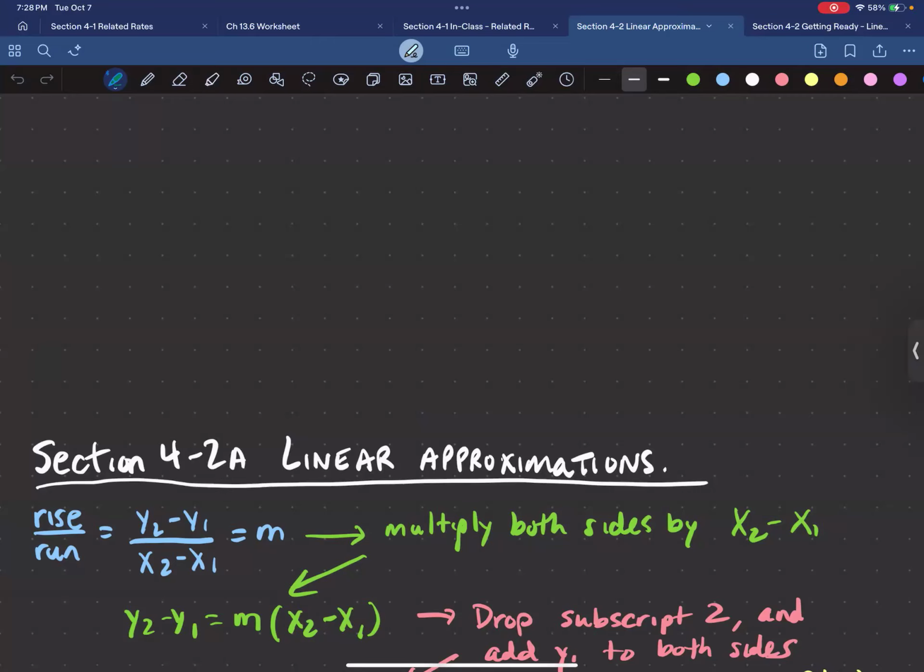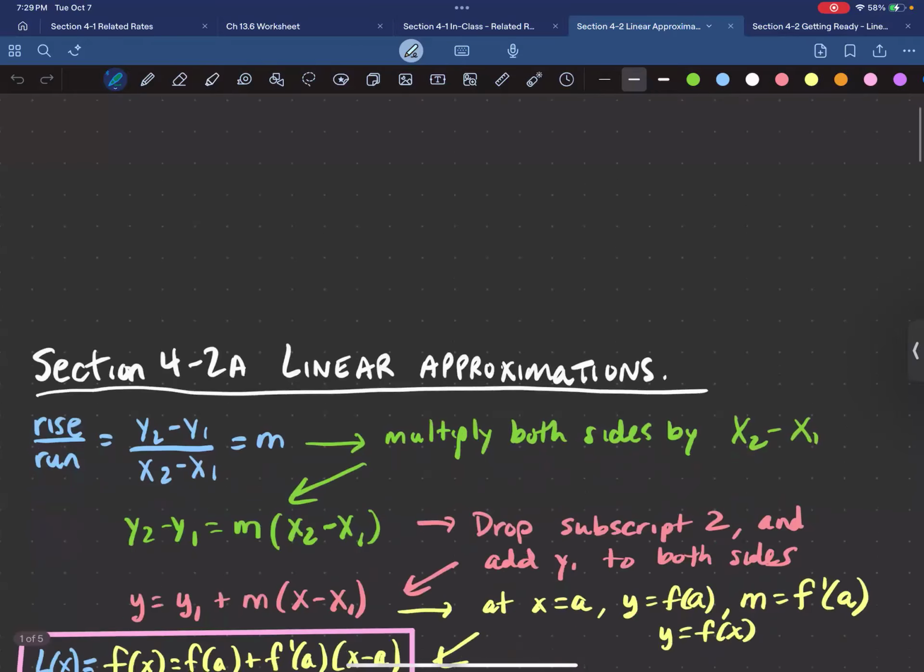Think about the way we found the slope of a regular line before derivatives in calculus. We had rise over run, which was y2 minus y1 over x2 minus x1. That equaled m. And if we cleared fractions, we could multiply both sides by x2 minus x1, and then we get y2 minus y1 equals m times x2 minus x1.